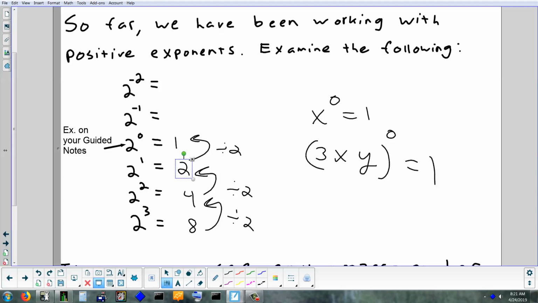But now we want to go a little bit further. Let's go backwards and see what happens when we start getting negative powers. How would you get from here to here? What would you have to do? Look at the pattern. What's the pattern been all the time? Divide by 2. So you had a 1 here. What do you get if you divide that number by 2?